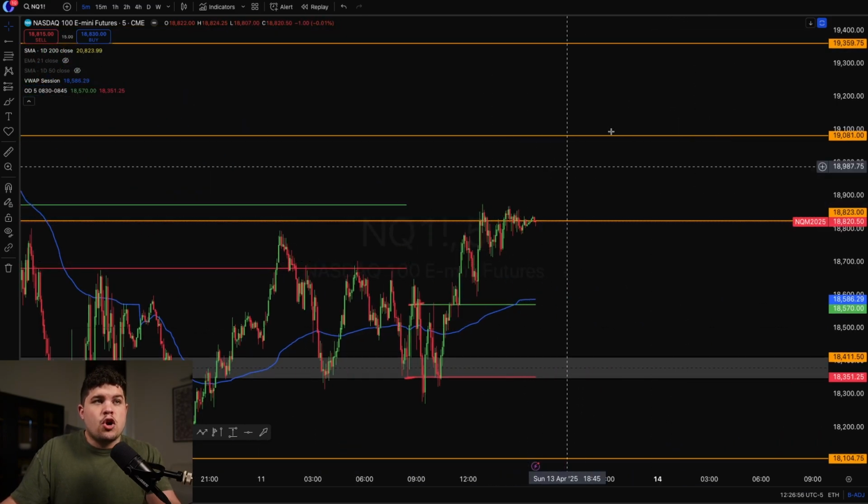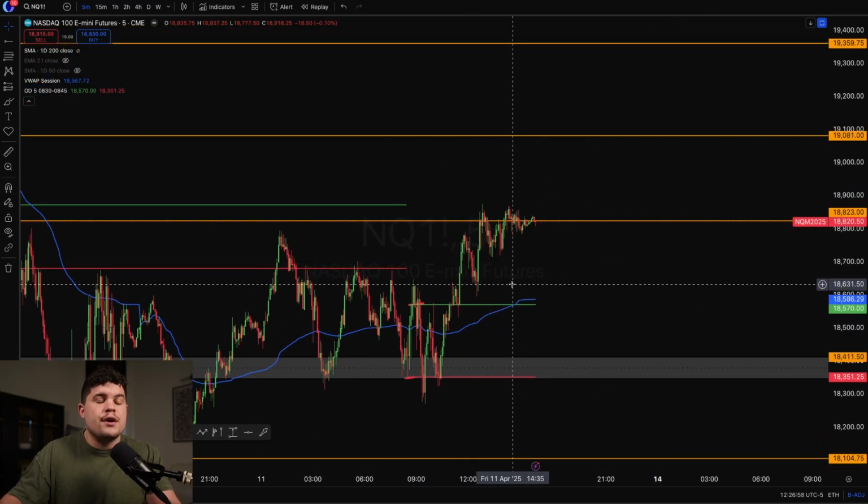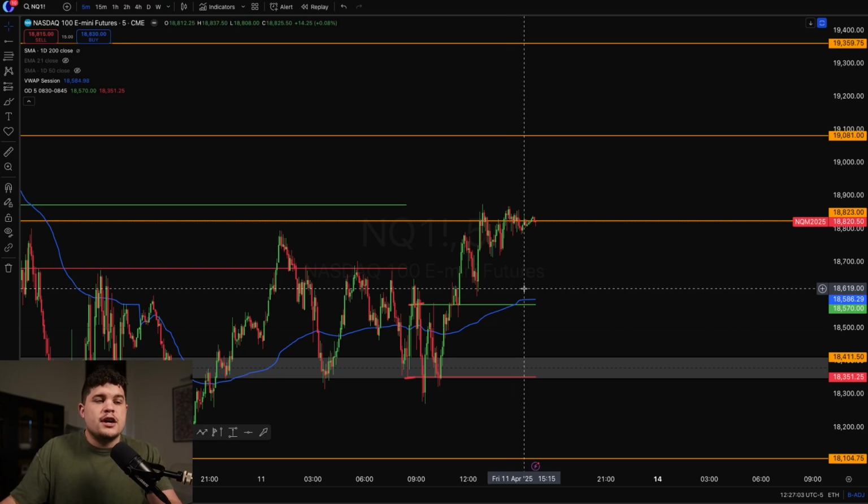And so that's what you're doing, is targeting each of these ranges as you are breaking out and getting that continuation, either trailing, taking profits as you go. But that is all you want to see.